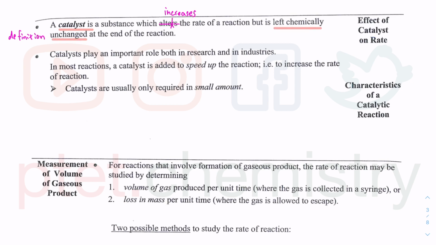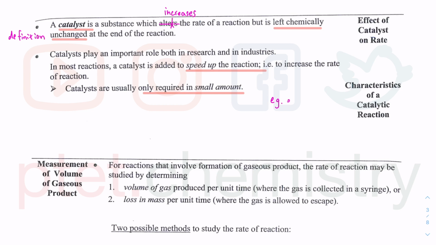Its identity does not get changed, it does not change at the end of the reaction, but it could be involved in the reaction. That's why it's a catalyst. What is very important is you don't need a large amount, you only require a small amount. You use it to speed up reactions, to increase the rate of reactions.